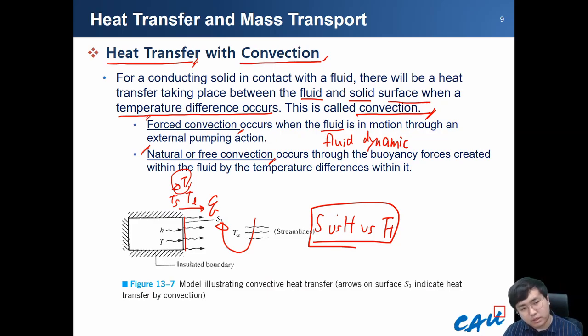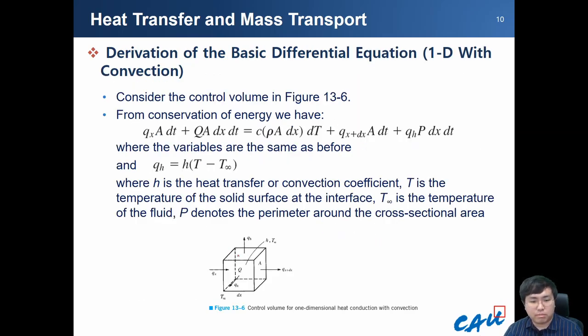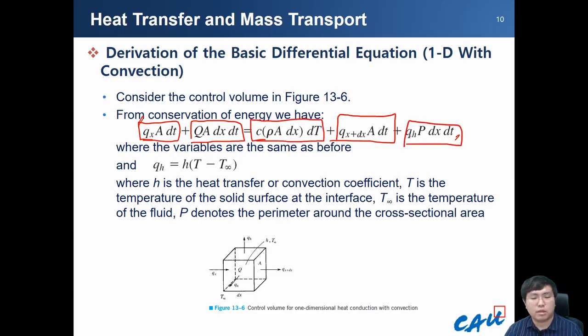Anyway, this time we are going to neglect forced convection, so we are going to handle only the natural convection system. Let's think about this representative volume element and consider the energy balance equation once again. This is the input heat flux, this is the output heat flux, and then the heat generation inside the volume, and the internal energy change inside the volume. And this is the heat convection.